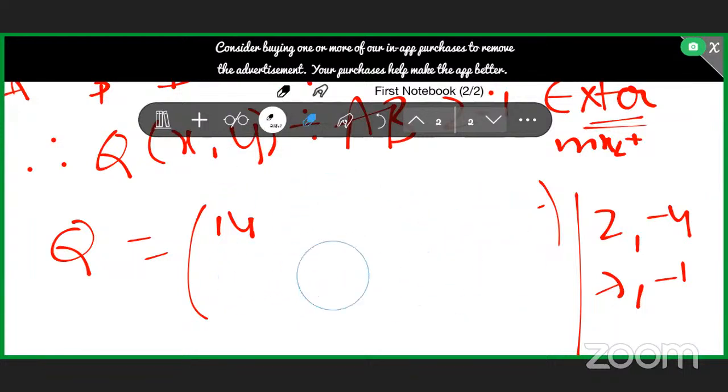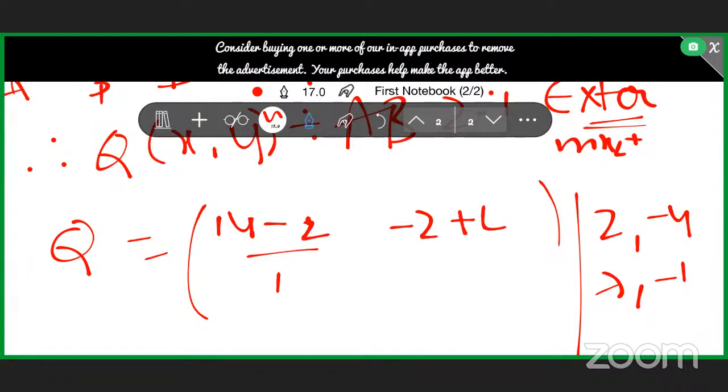So mx2 minus nx1. That is mx2, 2 into 7 is 14, minus 2 into 1 is 2, by 1. 2 minus 1 is 1. So minus 1 into 2 is minus 2, minus 4 into 1 is minus 4. Minus of minus will become plus, 4 by 1. According to the formula, I am substituting.